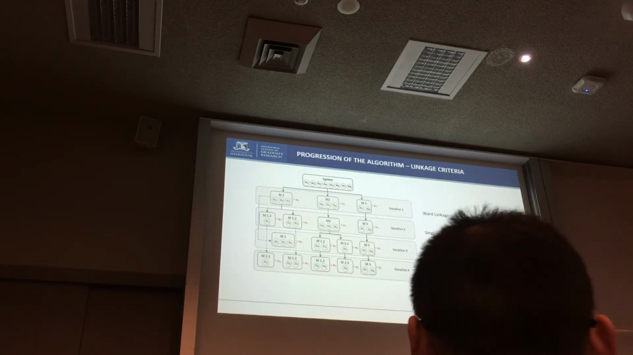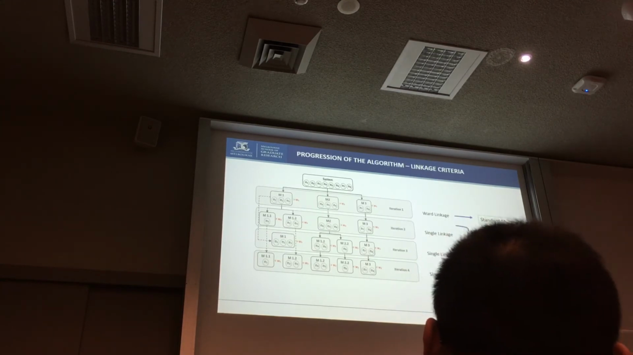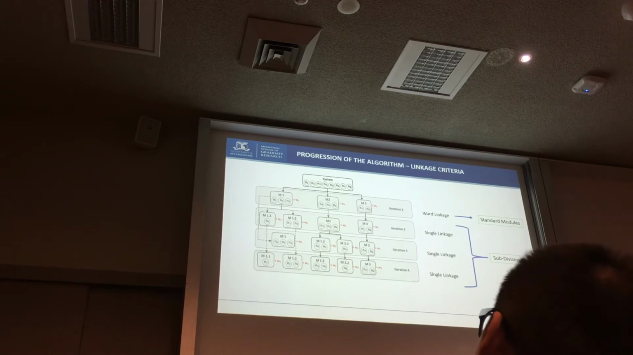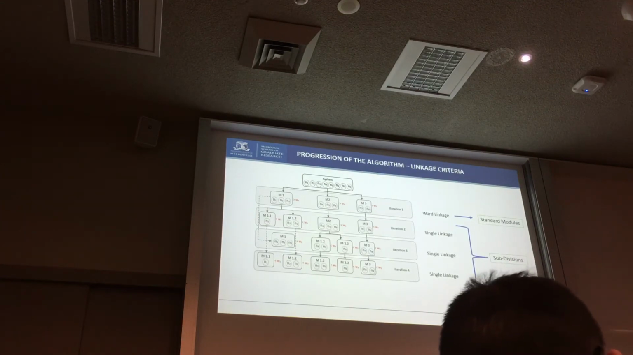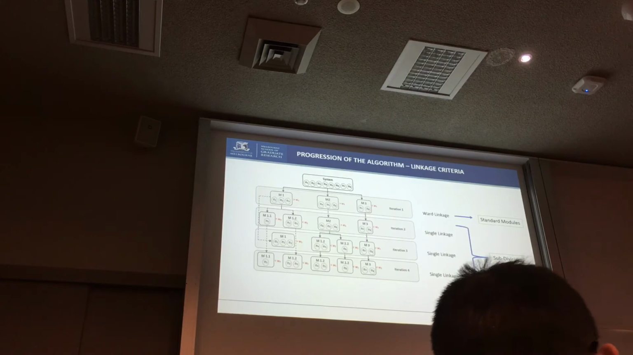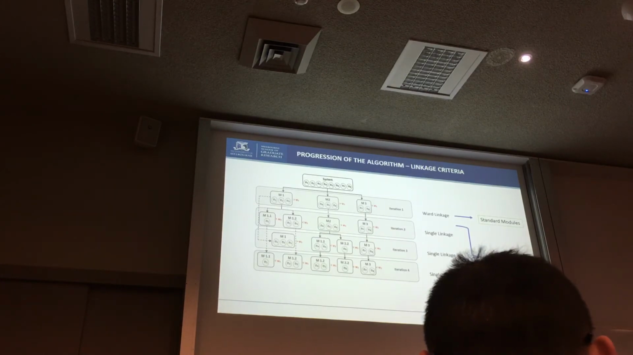So the progression of the algorithm: once a system is introduced, the initial clustering or initial division of modules will be done through the ward linkage method, so it identifies standard modules in a system. Once it is identified, the further clustering is done through single linkage, due to the ability of single linkage to identify optimum division points, resulting in minimum installation cost on site.